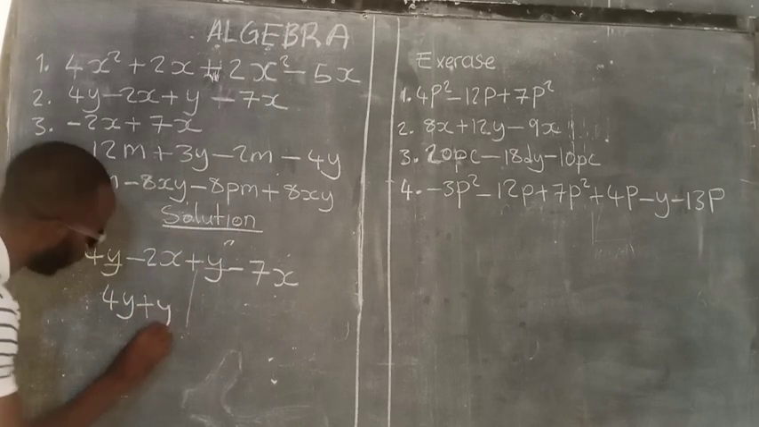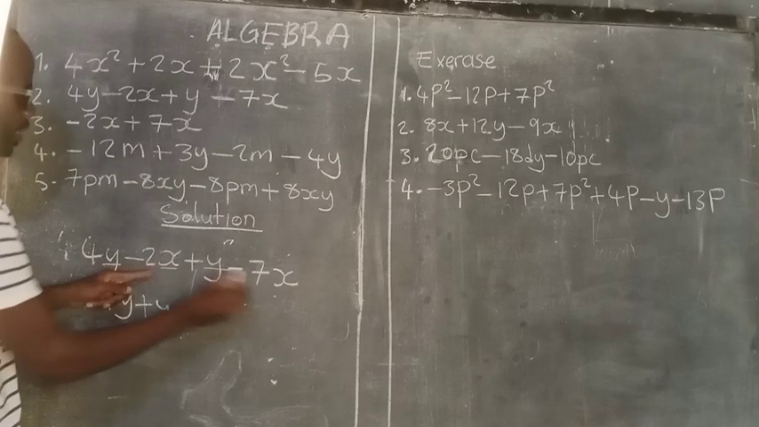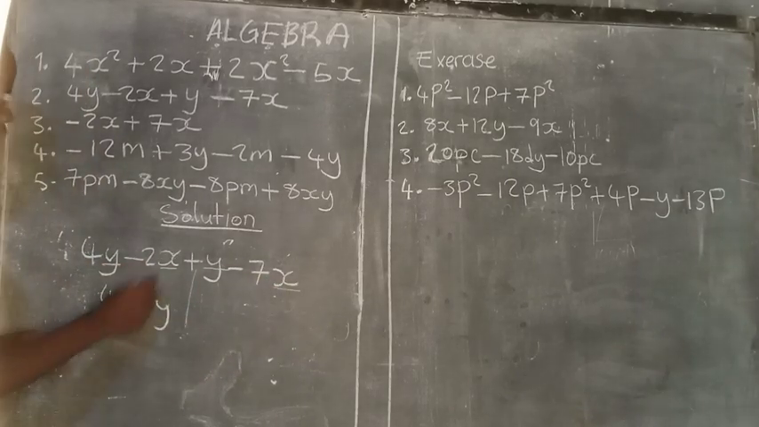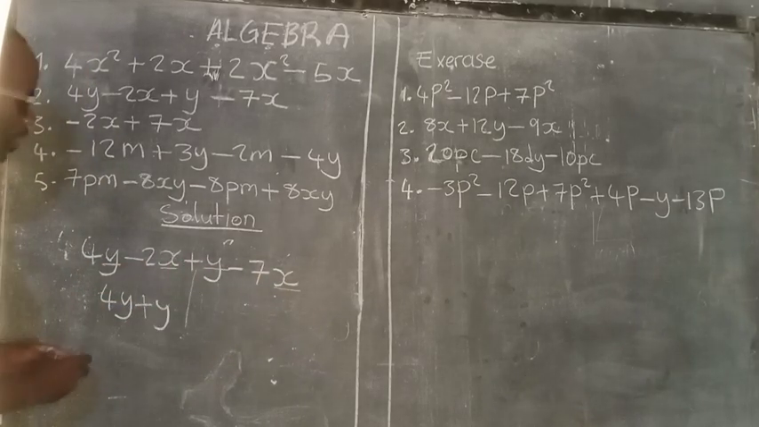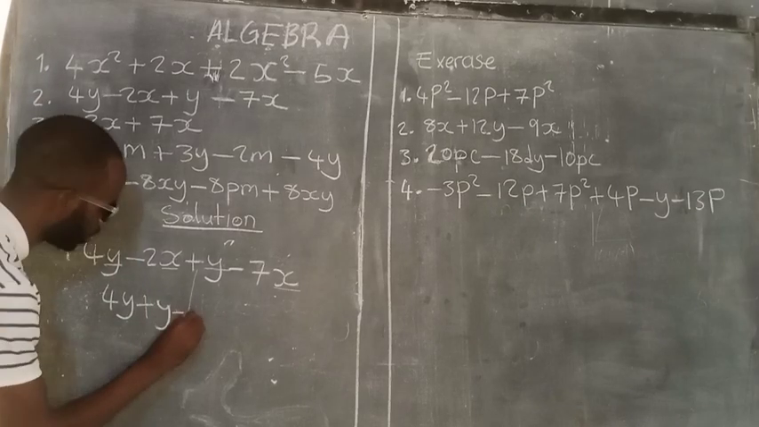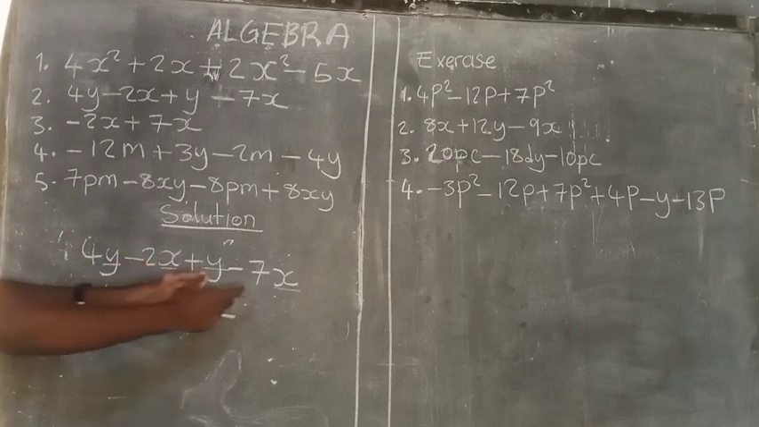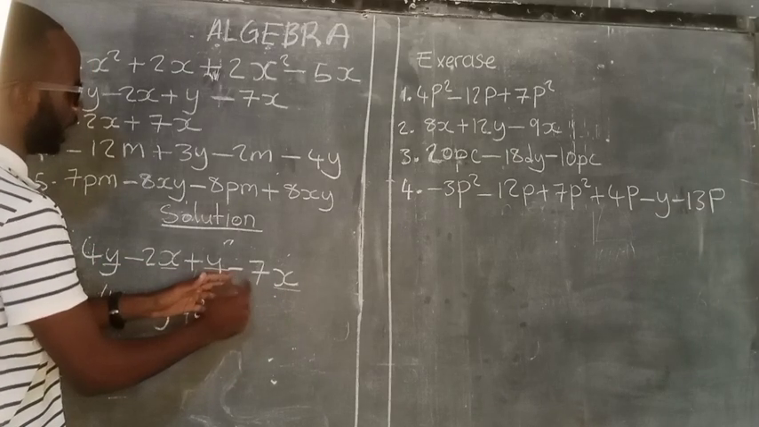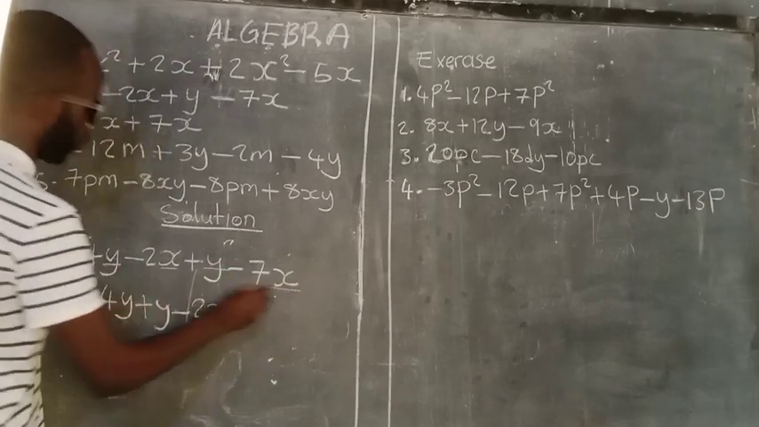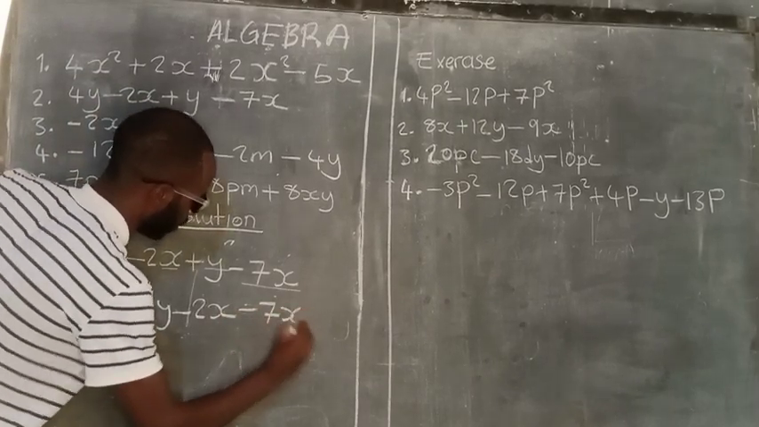Positive y. The remaining like terms, we have this x is exactly the same as this x. So these are like terms. Let us put them together. Collecting this together with the 2 and its sign in front. The remaining term is negative 7x. So together with the sign, negative 7x.